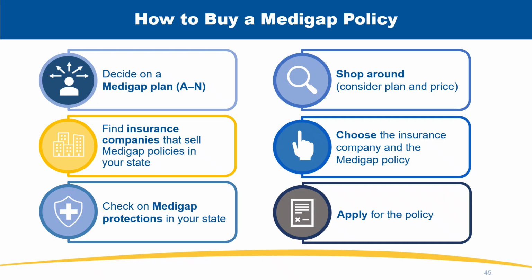Of course, you want to make a list and compare the pricing, since they all vary in prices. Choose the insurance company and the Medigap policy that offers the letter. Apply for the policy. Now, Medicare.gov does have an option to review Medigap policies, but you cannot enroll directly into the Medigap policy from the website.